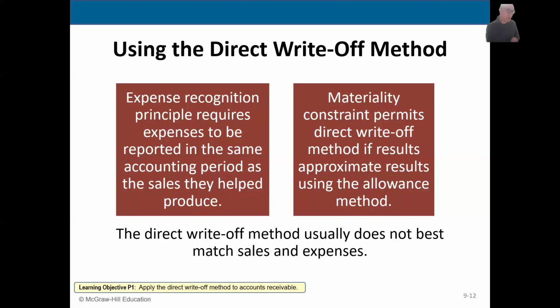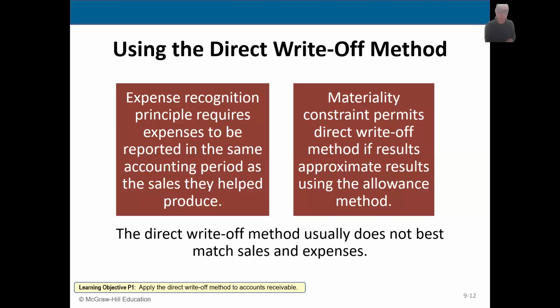Expense recognition requires the expense to be reported in the same period as the sales they help to produce. What does that mean? Quite simply, if you're going to use the direct write-off method and you made a sale to the customer in, we'll say 2024, by the end of 2024, you need to recognize that bad debt expense because it has to happen in the same period in which you made the sale. See what I'm saying? So make sure that it's the matching principle, yeah?